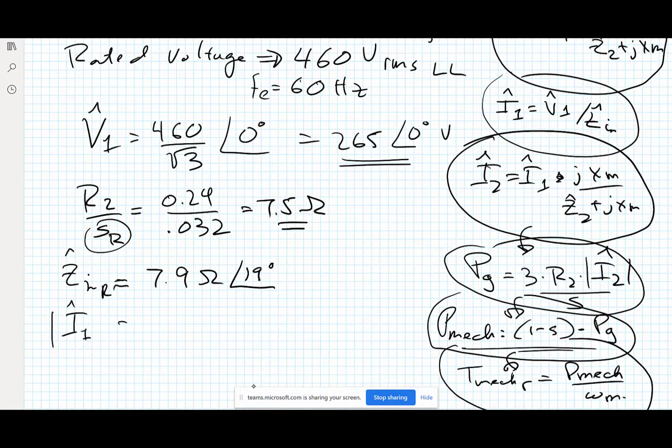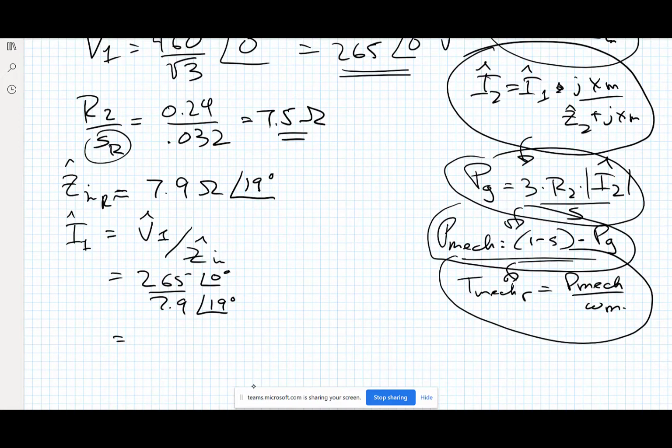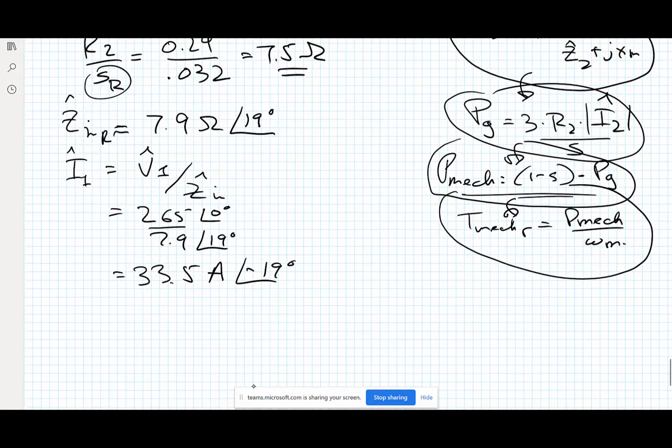So the whole phasor current, I1, is V1 divided by Z in. So that's 265 divided by 7.9 at 0 degrees, 19 degrees here. So that's 265 divided by 7.9, which is 33.5 amps, negative 19 degrees. So there's my line current.